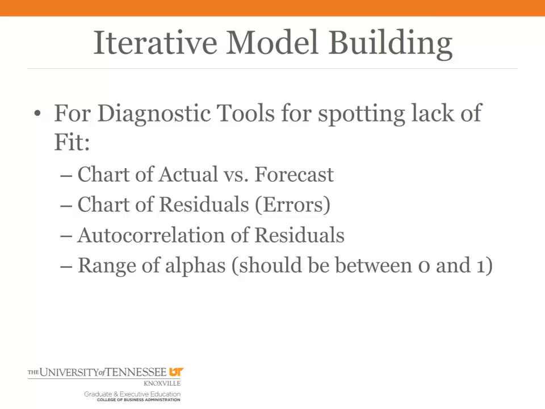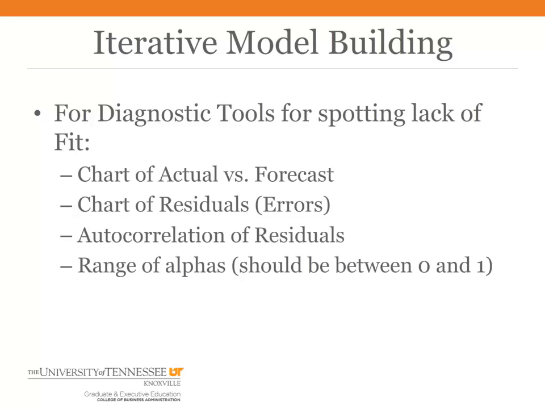When you test a particular model on the data that you have, there are several things that you can look at that will help you understand whether or not the model is working very well or not. And that is the chart of the actual versus the forecast, the chart of the residuals or the errors, the autocorrelations of the residuals. You haven't heard that term used before. We're going to be talking about that.